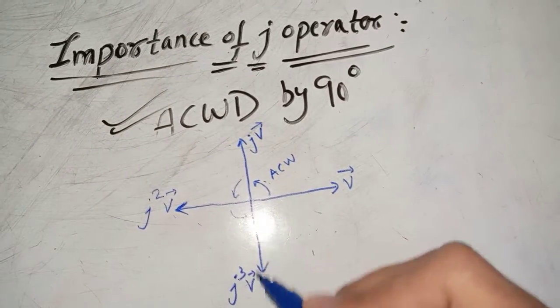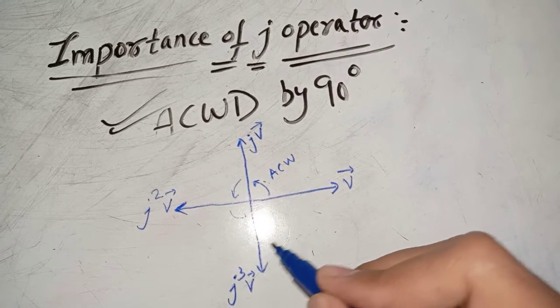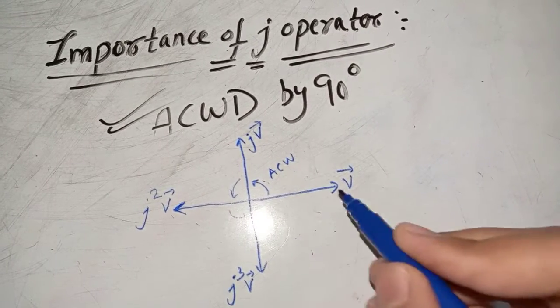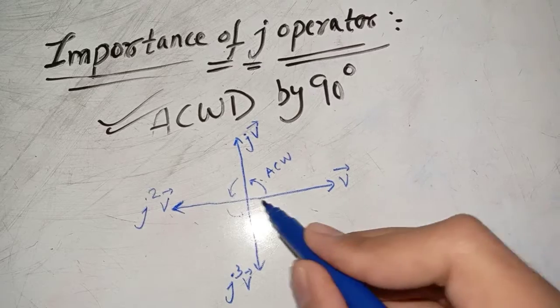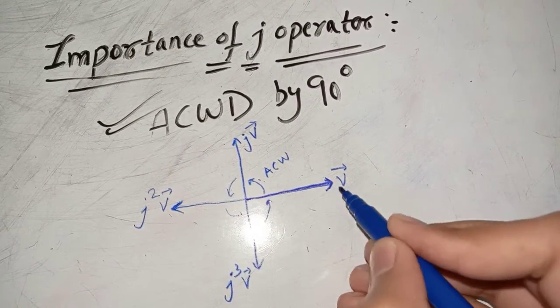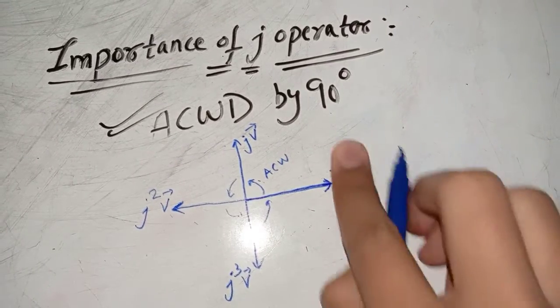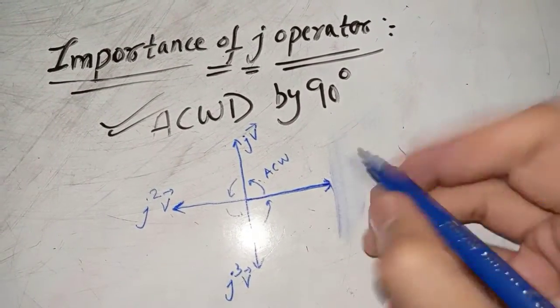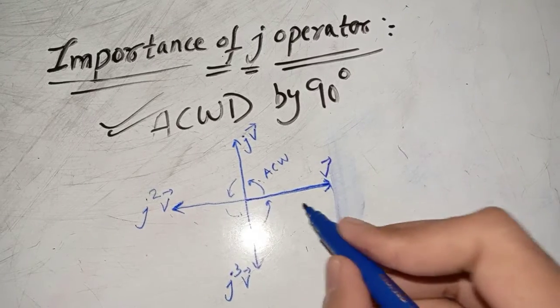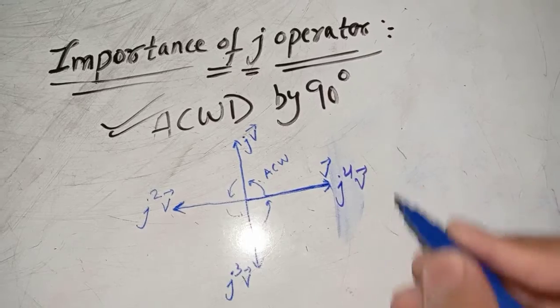Now again if I multiply this vector by j, then it will be rotated 90 degrees in anti-clockwise direction. So again if I multiply by j, then it will come to the original place from where we started. So this vector right here is v, right? So again this will come onto this, so it will be j to the power 4 v, right?